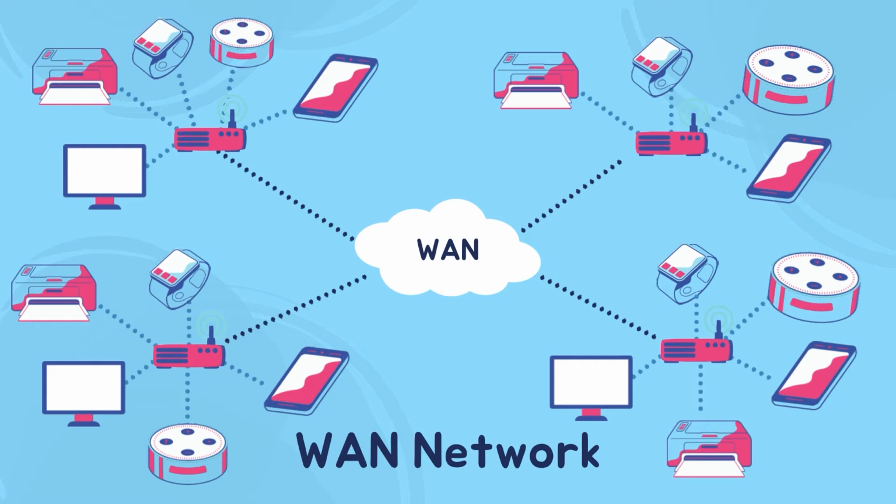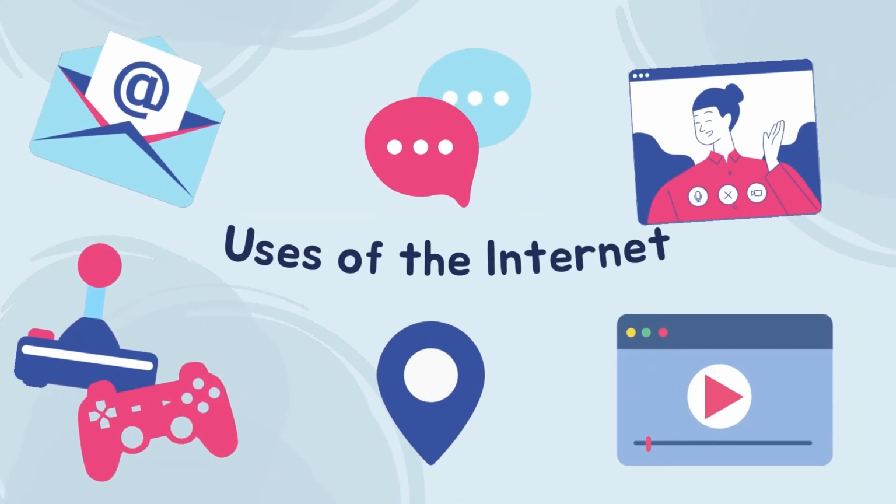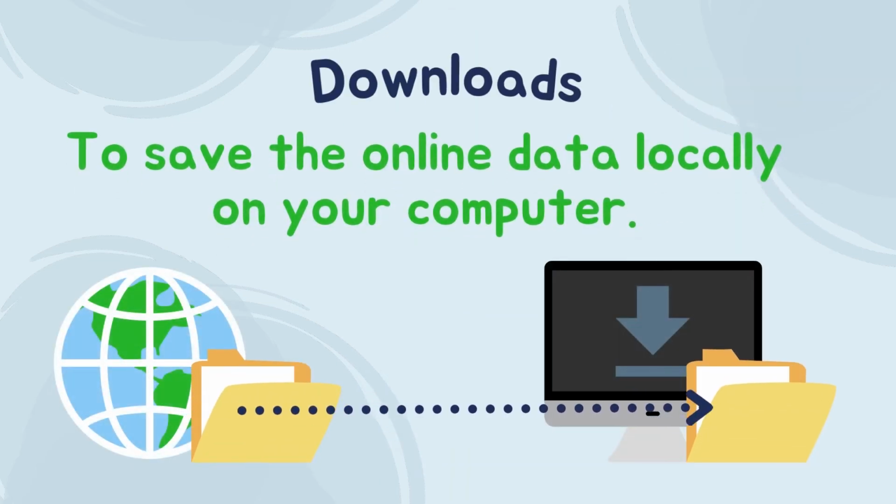The Internet is made out of many websites, which all exist in the cloud, or online. Some of the uses of the Internet are sending emails, messages, and video calls, playing games, finding directions, and watching shows and movies. You can download data or files that you want.